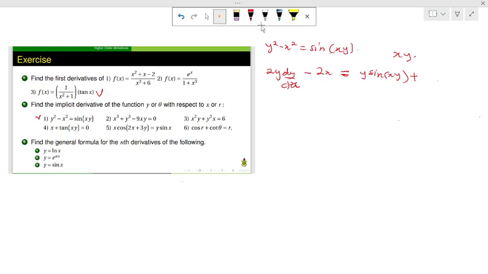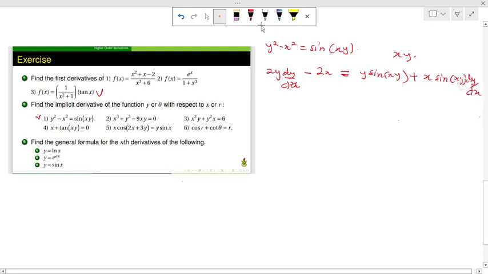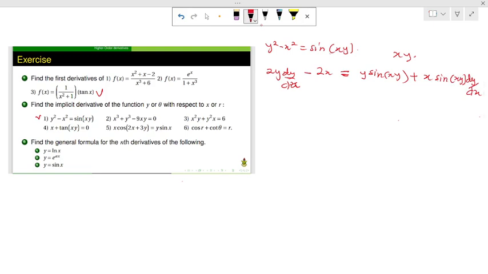I'm going to have x sine xy, but here I'll write dy over dx because I change y in this manner. Please take note of what I'm doing. It's very confusing, but if you understand the concept, you wouldn't get it wrong. So at this point, I'm going to have 2y dy over dx minus 2x is equal to y sine of xy plus x sine of xy dy over dx.